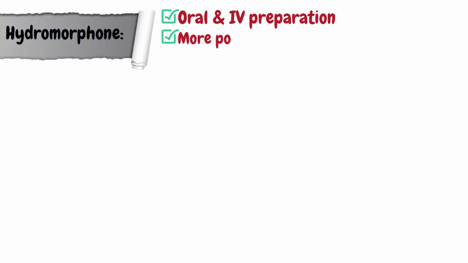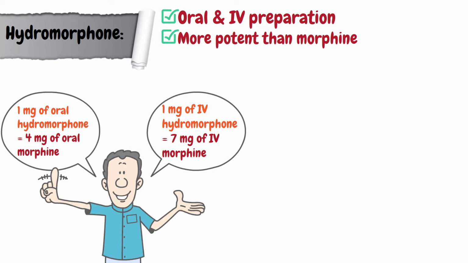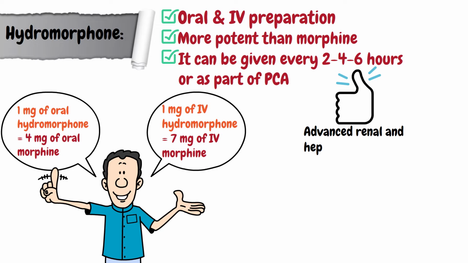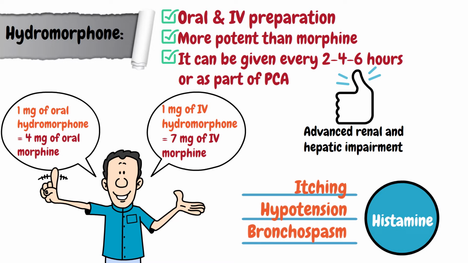Let's move to hydromorphone. It comes in oral and IV preparation. Please avoid IM administration. It is more potent than morphine. Each 1 mg of IV hydromorphone is equivalent to 7 mg of IV morphine, while 1 mg of oral hydromorphone is equivalent to 4 mg of oral morphine. It can be given every 2, 4, or 6 hours as needed, or as a part of patient control analgesia, PCA. Hydromorphone is safe in advanced renal impairment and advanced hepatic impairment, although dose adjustment may be required in advanced renal impairment. It is associated with histamine release, leading to itching, hypotension, and possibly bronchospasm.